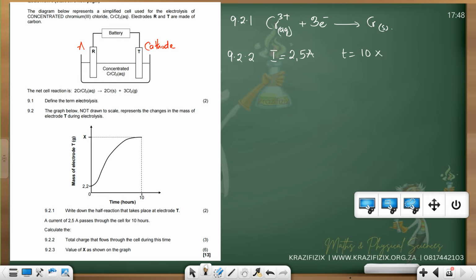Times what? How do we convert hours to seconds? Times 60 twice, stop lying. Please, can you do 9.2.2 for me? I showed you how to do that. We are looking for total charge. Please, that one is very simple. We are looking for Q. Very simple, very straightforward.